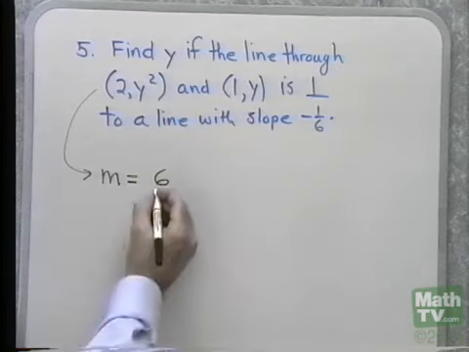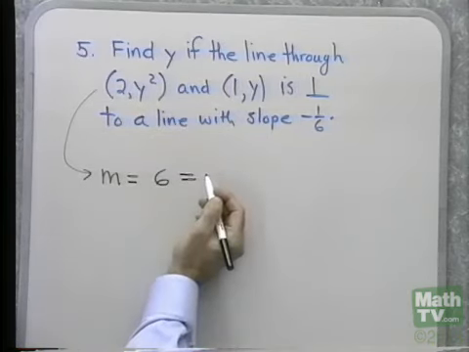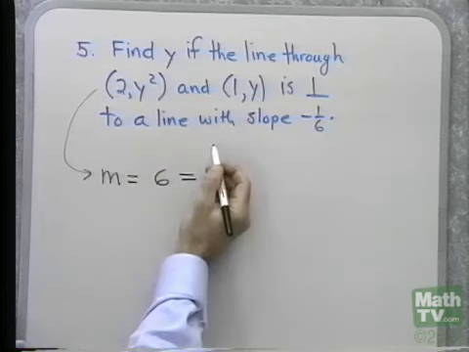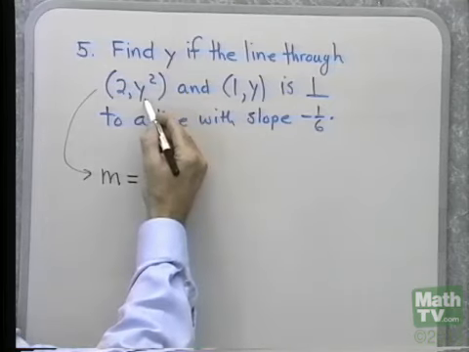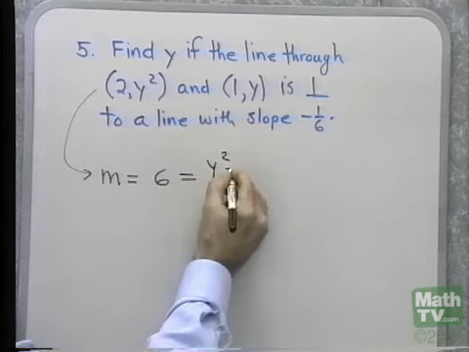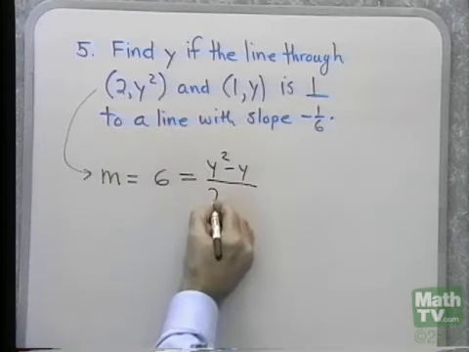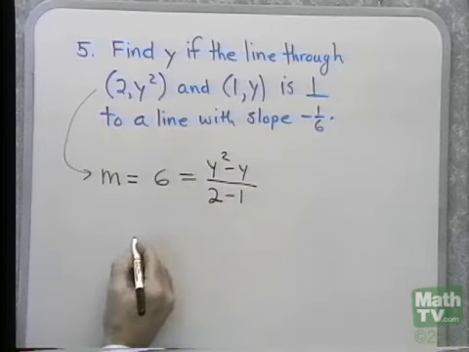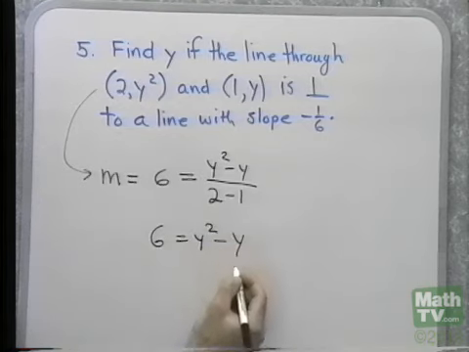Now, once I've written the slope as 6, then I'm also going to use my algebraic formula right here, the difference of the y-coordinates divided by the difference of the x-coordinates. So I'll start here with this value of y and subtract this value of y. So I'm going to have y squared minus y, all divided by 2 minus 1. So I end up with this. 6 is equal to y squared minus y.